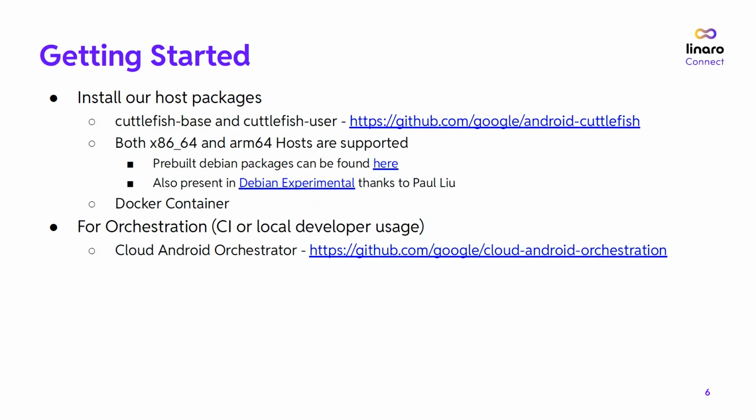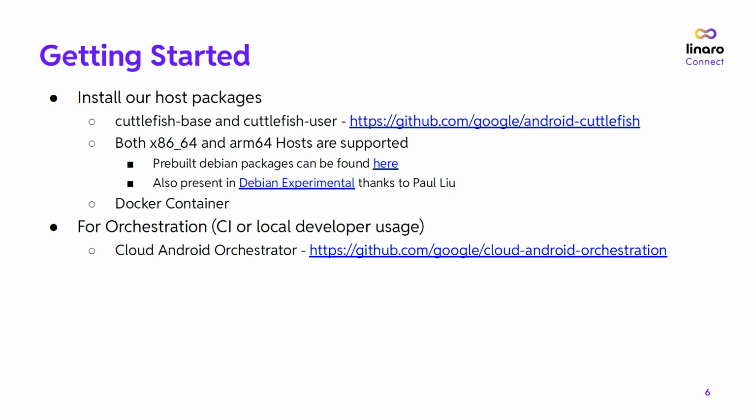In terms of development, you can grab said Debian package at that location, or at least build it from that GitHub link. We've got x86 and ARM64 host support. We're finally in Debian Experimental, thanks to Paul, so thank you, Paul. And yeah, you can get pre-builts over there. The Docker container containing all of our dependencies is also at that GitHub.